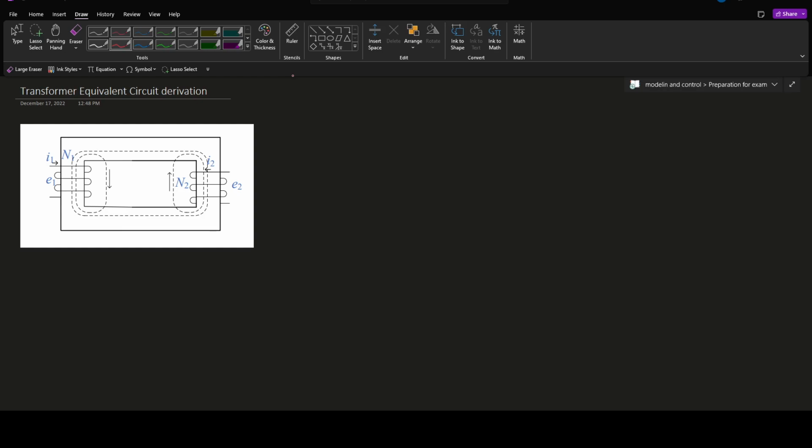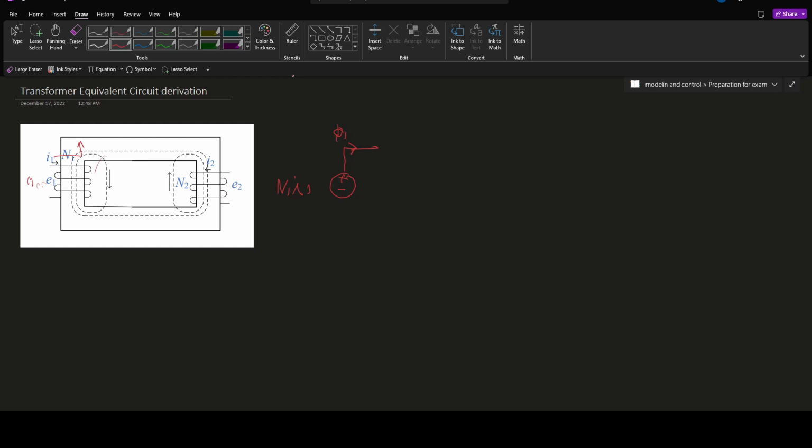So here we have an MMF, and this is going to be one of our sources. That's going to be N1 times I1, because that's the formula for MMF. For the polarity, we use the right hand rule. So we wrap our hand and we know that the flux is going this way. So this is the polarity. And we know that our flux phi1 is going this way.